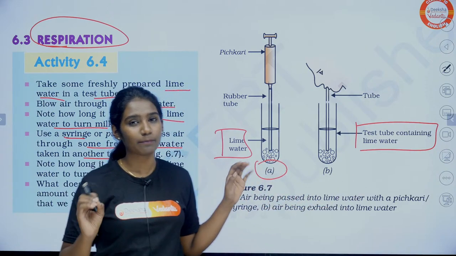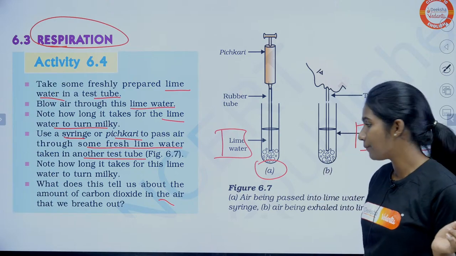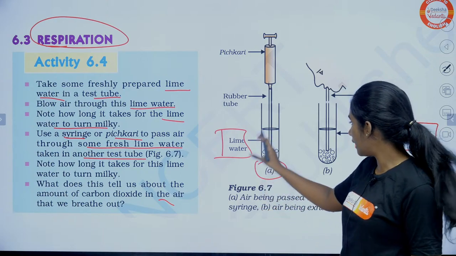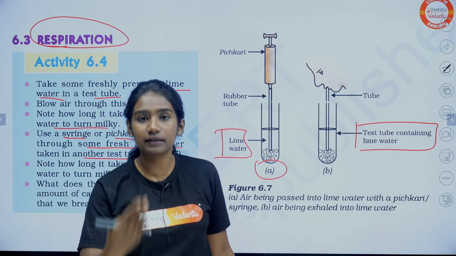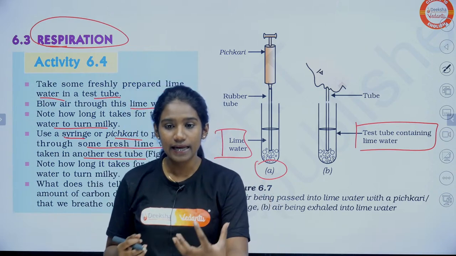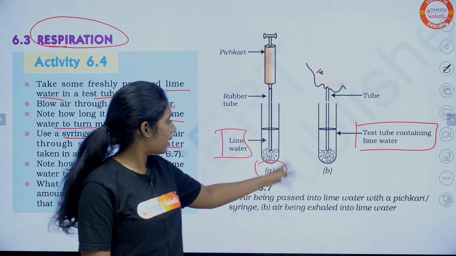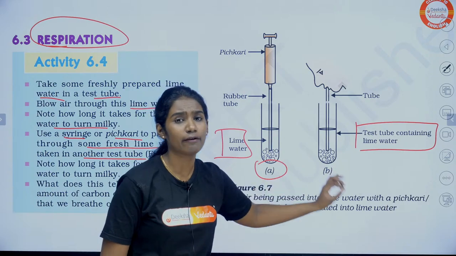You get that white precipitate kind of stuff, because calcium hydroxide will be formed. Here also it will form, but it is very late. Here it forms very slowly, which indicates that when we human beings exhale, we exhale a large amount of carbon dioxide. That's why in test tube B, the lime water turns milky very fast.